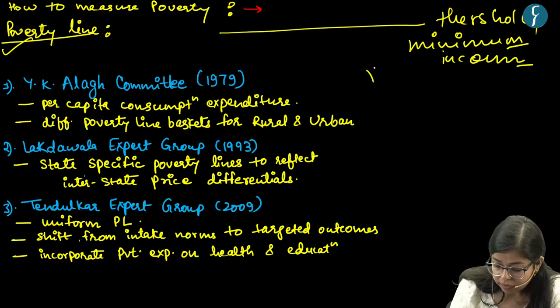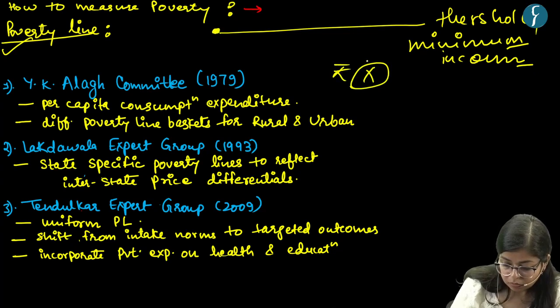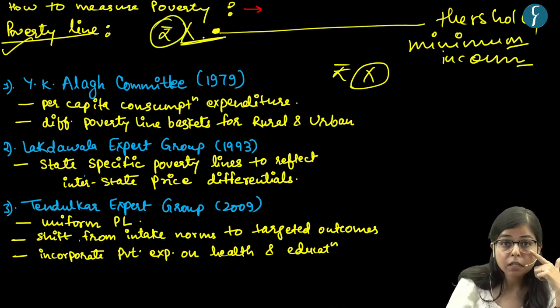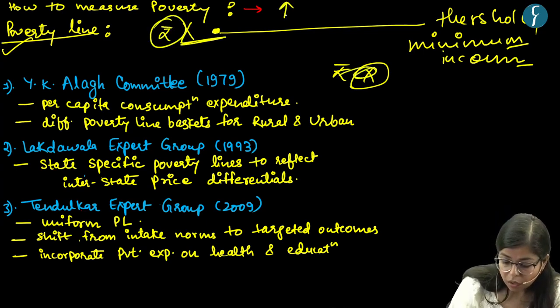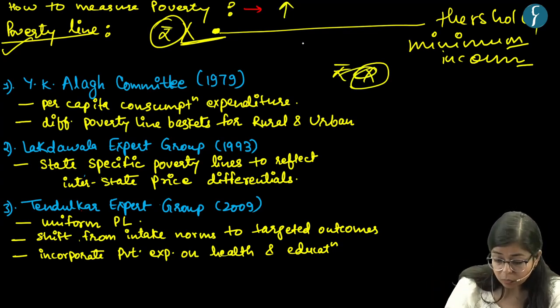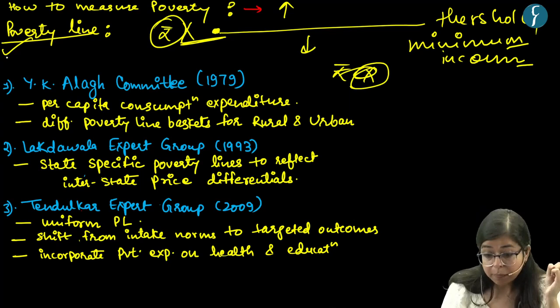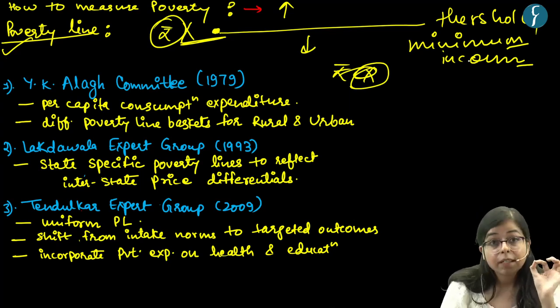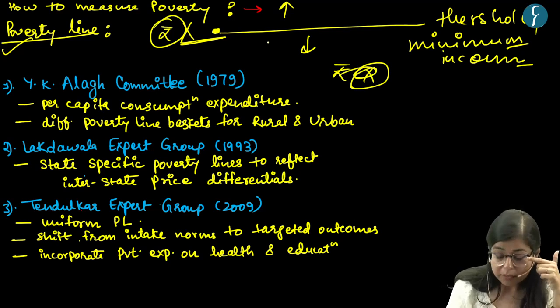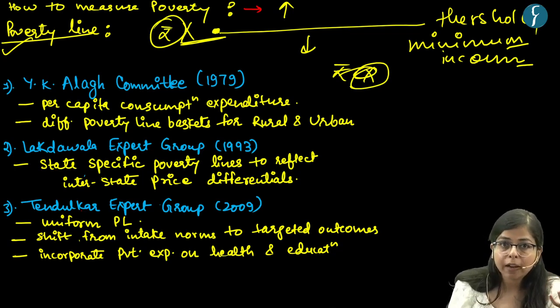For example, if a person earns X amount of money, and X amount of money is the threshold for the poverty line, then any person who is earning more than X amount of money is above the poverty line, and the person who is earning less than X amount of money is below the poverty line, right? So poverty line is a consumption based estimate. It is the minimum level of income required for a person to meet his basic needs, right?